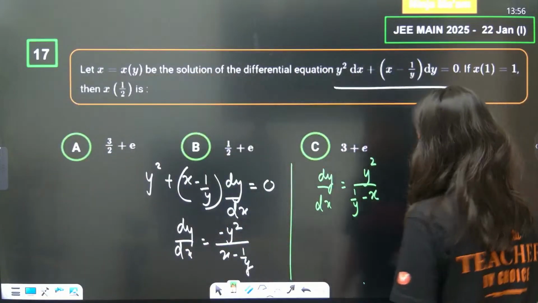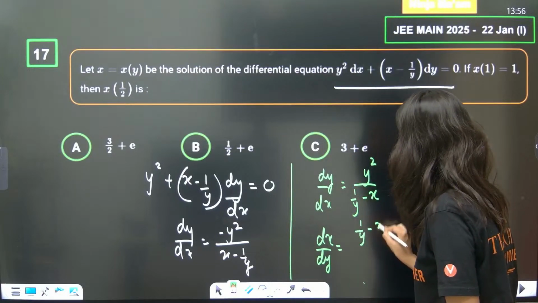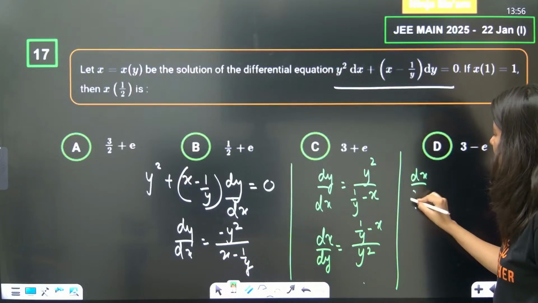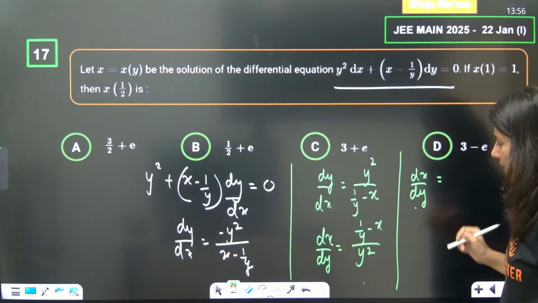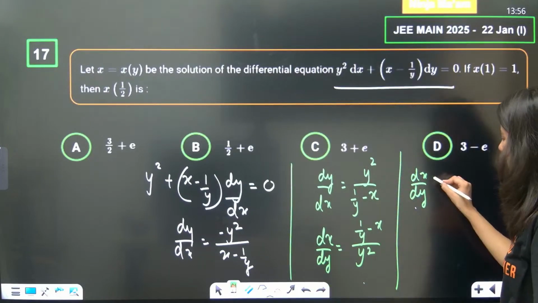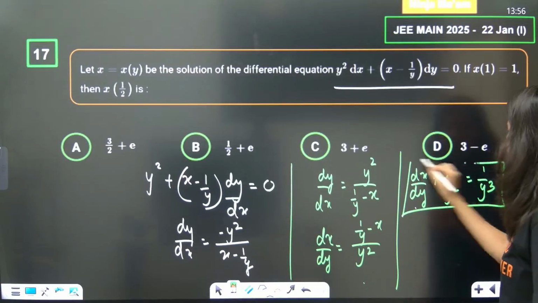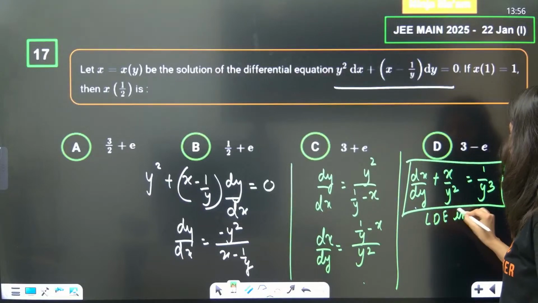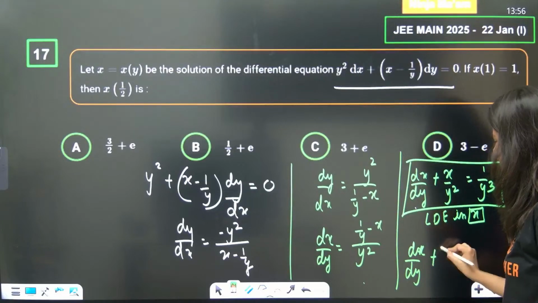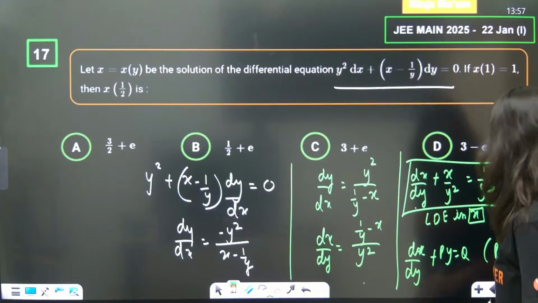Alright, so now dx by dy is equal to (1 by y minus x) upon y square. Because dy by dx was not working for us, we write dx by dy plus x upon y square is equal to 1 upon y cube. Can you see this is a linear differential equation in x? How does a linear differential equation in x look like? dx by dy plus Px is equal to Q, where P and Q are functions of y. So this is it.